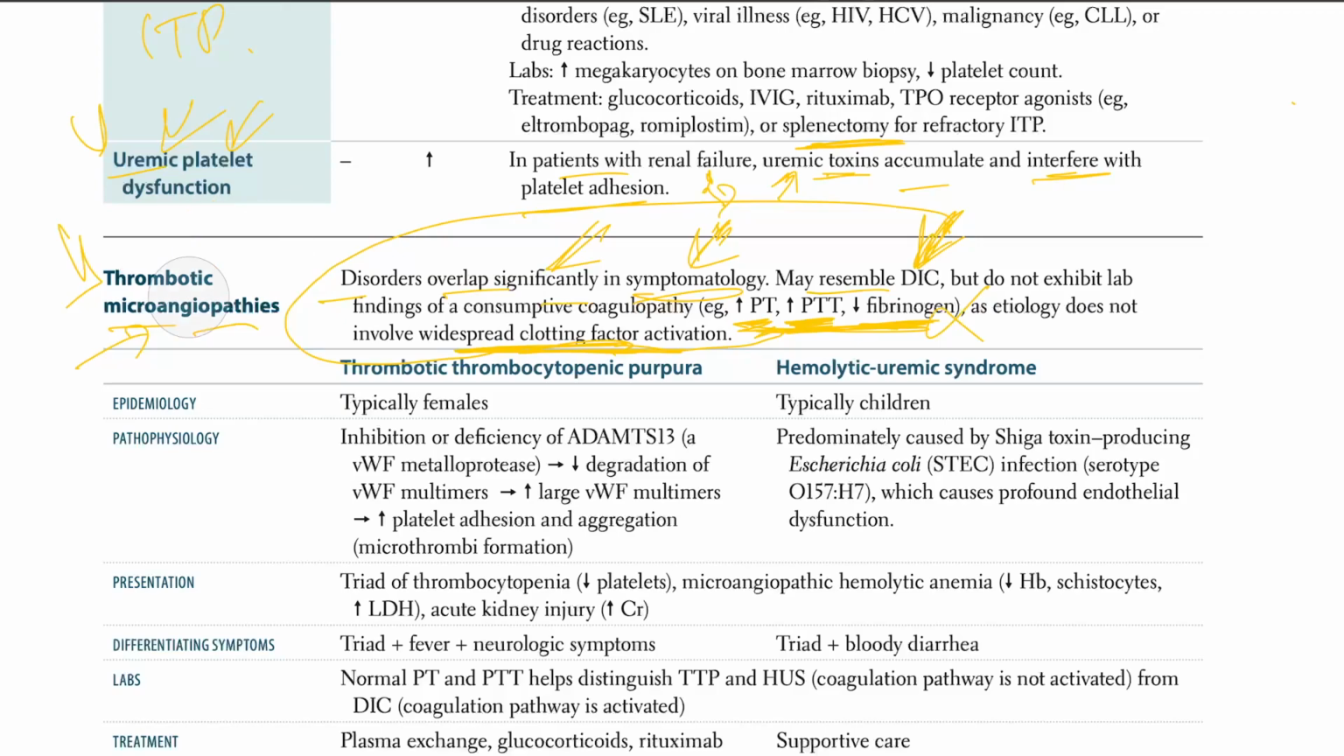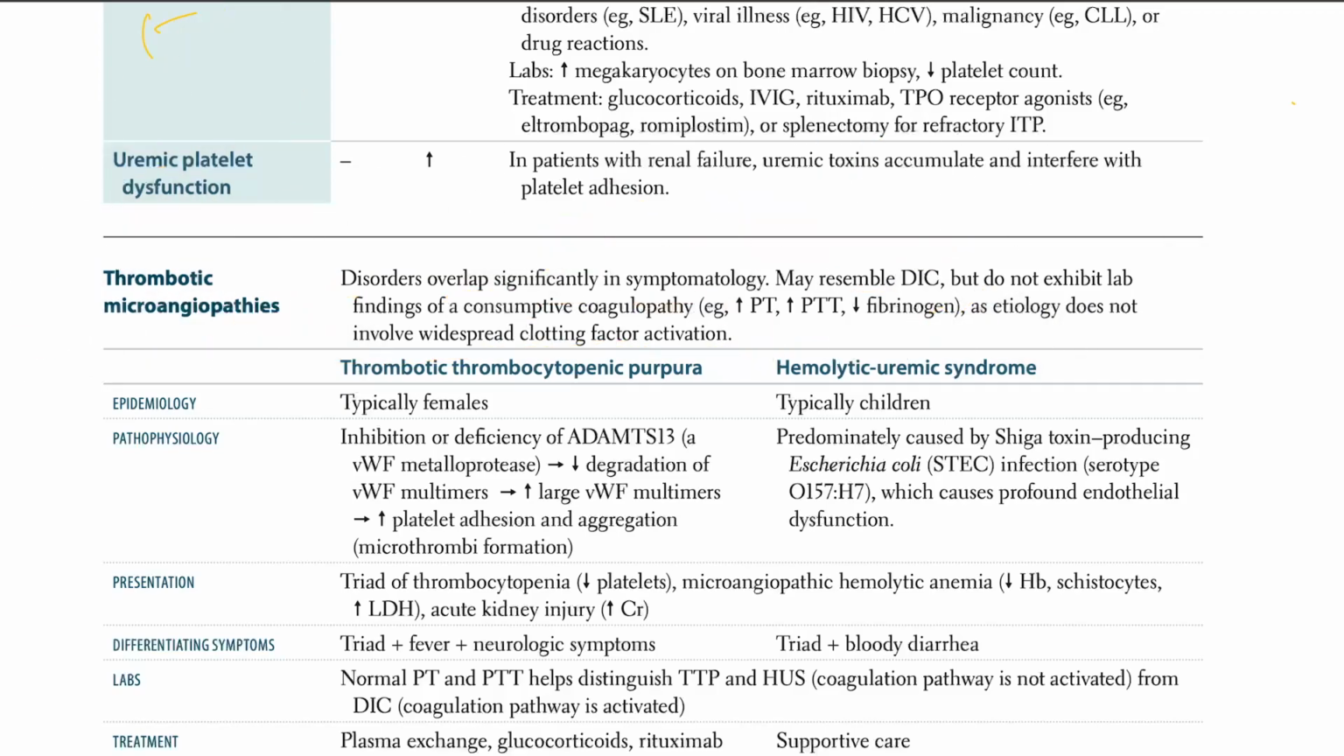Okay, now let's talk about the actual things. What we are talking about here, we have thrombotic thrombocytopenic purpura, that's the TTP, and hemolytic uremic syndrome, HUS. So TTP occurs in females.